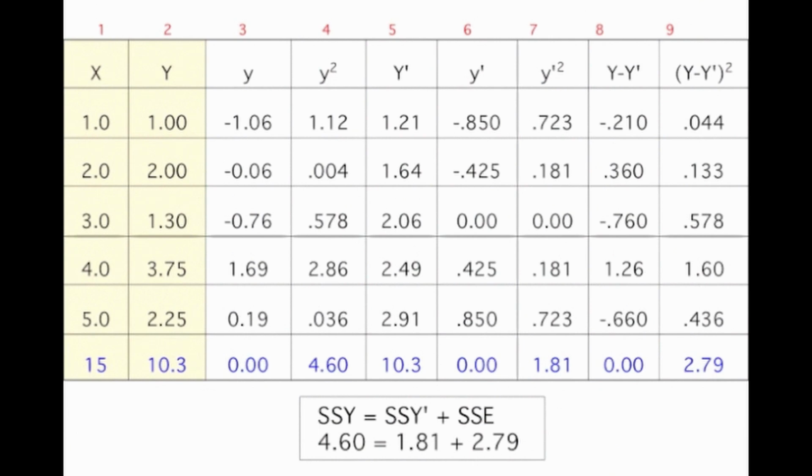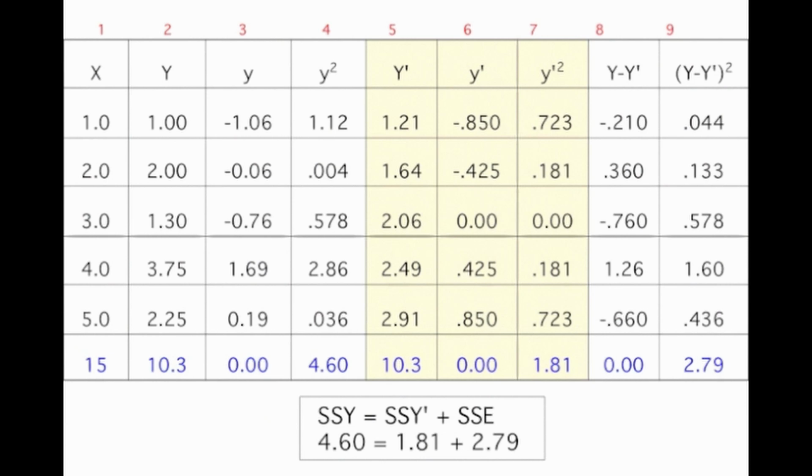The data in this table are reproduced from the first section of this chapter. The sum of each column is shown in the last row. The column X has the values of the predictor variable, and the column Y has the criterion variable. The third column, small y, contains the differences between the column Y and the mean of Y. The fourth column, small y squared, is the square of the small y column. The fifth column, Y prime, contains the predicted values of Y.